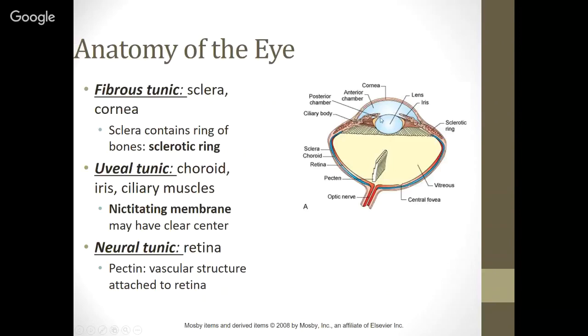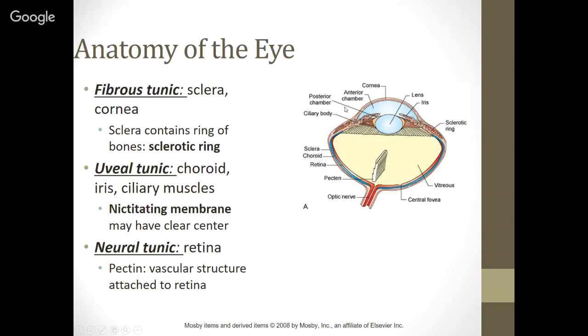So, anatomy of the eye. They have a fibrous tunic that is around the sclera and the cornea. And remember, they also have this bone. The sclera contains a ring of bone called the sclerotic ring. The uveal tunic has the choroid, iris, and ciliary muscles. And there is a nictating membrane that may actually have a clear center.